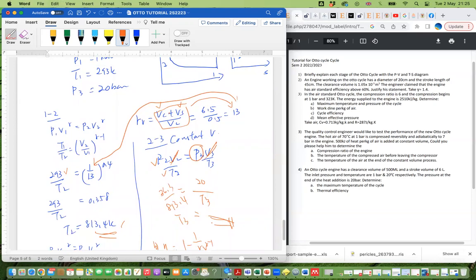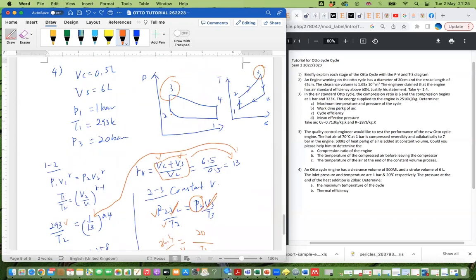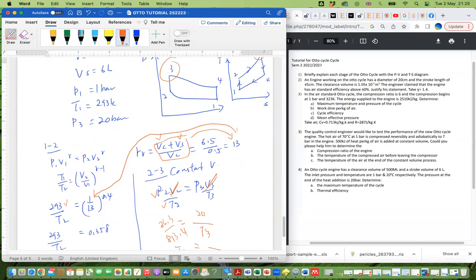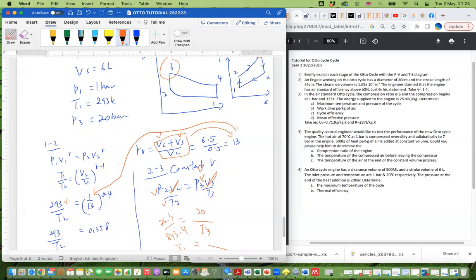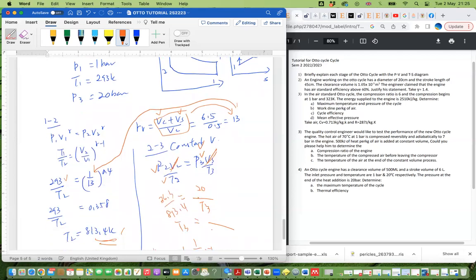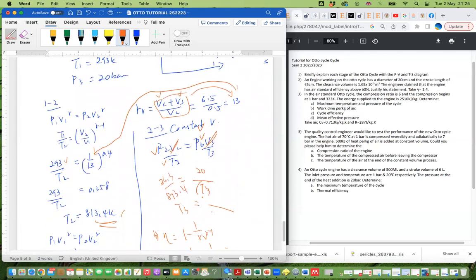P3, sorry. Let me erase this part. Okay, so the P3 is given here, and therefore, we can have the T3 value. We can get the T3 value.